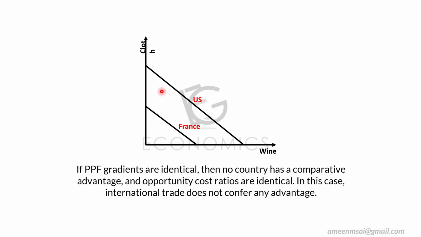So if these lines are parallel, if the production possibility frontiers are identical, that is parallel, then no country has a comparative advantage. No country has any comparative advantage, and the opportunity cost ratios are identical. In this case, international trade does not confer any advantage. There is no scope for international trade when the production possibility frontiers of two nations are identical or parallel in this sense.